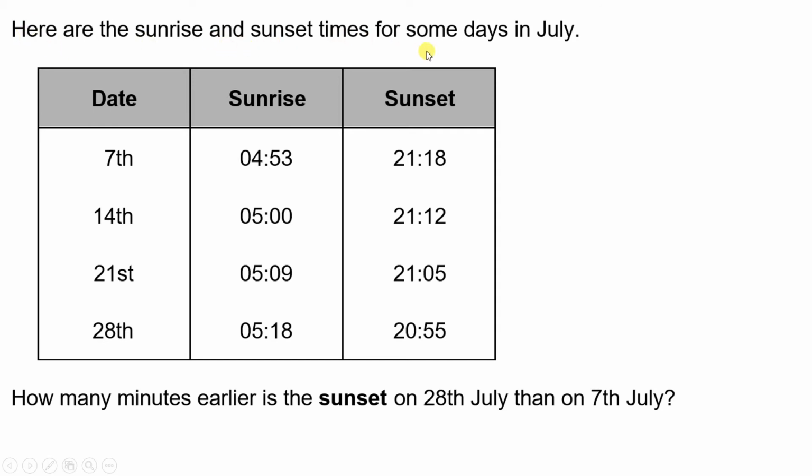Here are the sunrise and sunset times for some days in July. How many minutes earlier is the sunset on the 28th of July, so this one, than on the 7th of July, so this one? So we need to find the difference in time between 20:55 and 21:18, and finding the difference between times, I like to count on from the earlier time to the later one. So another 5 minutes and it will be 21 o'clock, and then another 18 minutes after 21 o'clock, so 5 plus 18 is 23 minutes earlier.